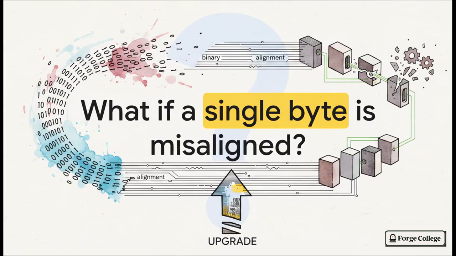Before we go, I want to leave you with this somewhat terrifying thought. What happens to your user's state if even a single byte is misaligned during your next upgrade? The stakes of binary alignment are literally sky high. Mastering this mapping is quite simply the difference between a seamless upgrade and irreversible state corruption.